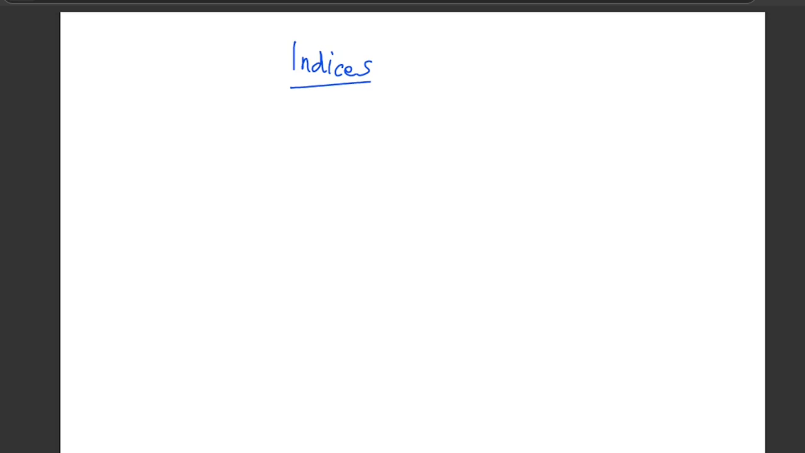In today's session, we are going to break down indices in a way that's clear, simple, and exam focused. So grab your pen and let's get right into it.